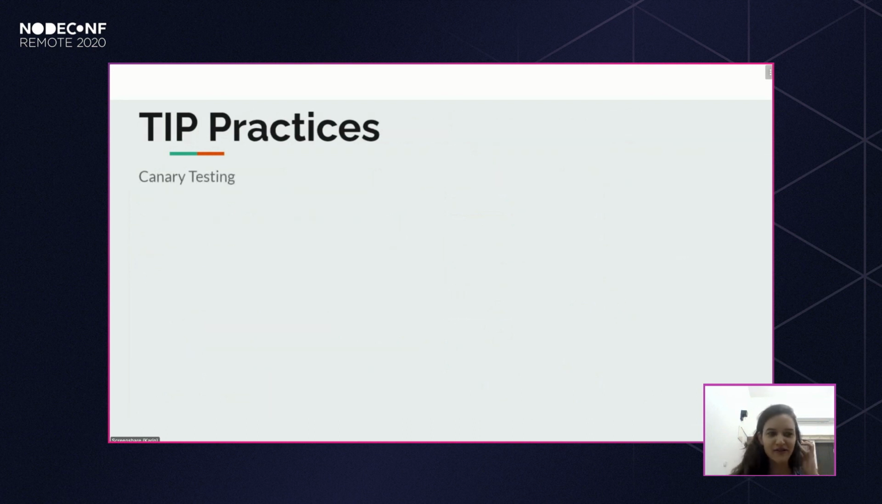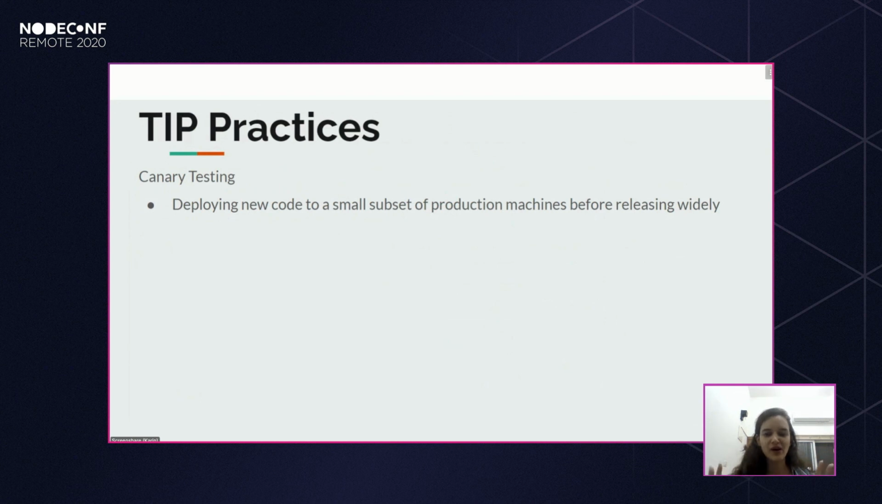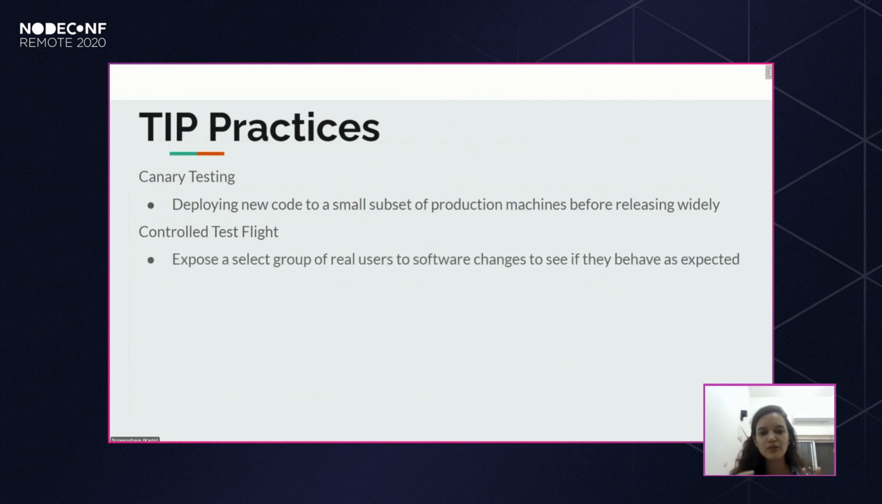So there are some practices of production testing. We have canary testing. Basically, if you have several machines with the same service, change only one replica and navigate some of your network to that replica, and then see how it behaves and have some kind of statistics over it. Controlled test flight is basically the same thing with users: only expose a small group of users to new changes in your code and see how it behaves.